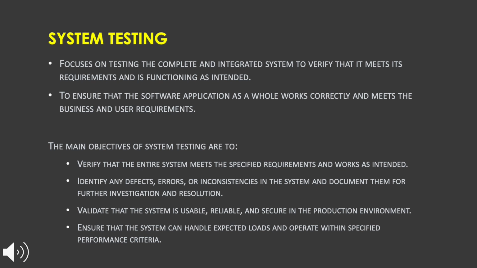System testing can involve various types of testing, such as functional testing, performance testing, security testing, and usability testing, depending on the requirements of the system and the needs of the users. Overall, system testing is an essential part of software development, as it helps to ensure that the software application meets the requirements of the stakeholders and functions correctly in the production environment. It is a critical step in delivering high-quality software that meets the needs of its users.